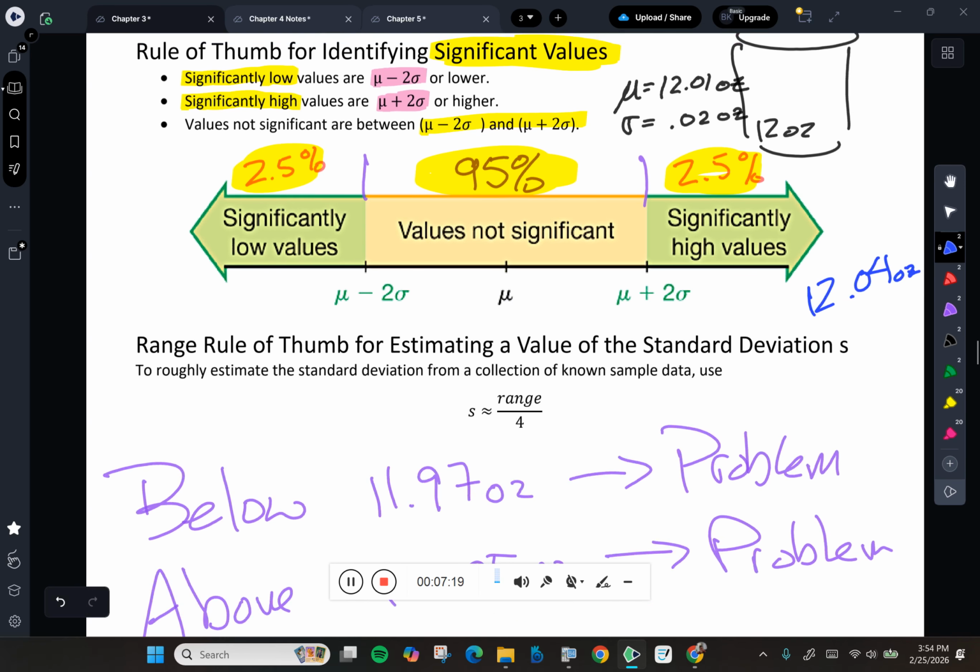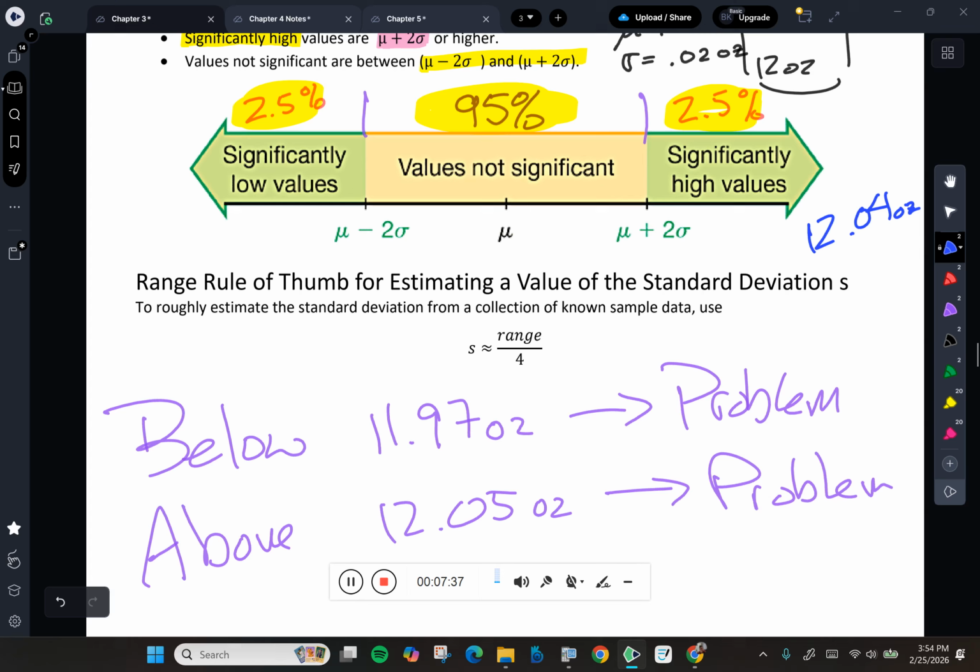Well, 12.04 ounces is about there. So not significant. I would just say, yeah, machine's probably working fine. And I would have to get something that fell outside of those values to make me question whether the machine was working okay or not.